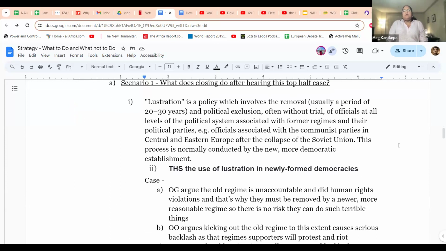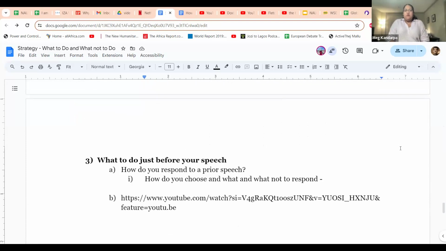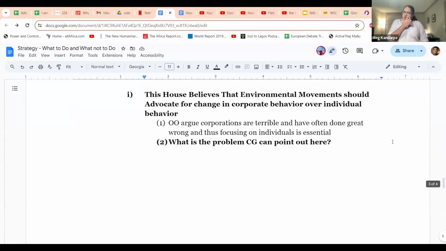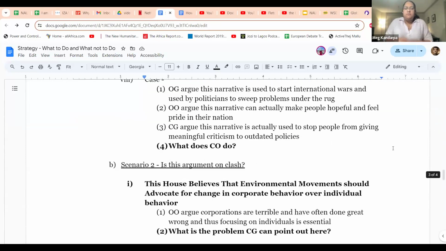What is the strategy that we want to convey? And the third section will be focused on what to do before your speech, mostly DPMs and DLOs, focused on how you respond to a prior speech, but more importantly, what you know to respond to.